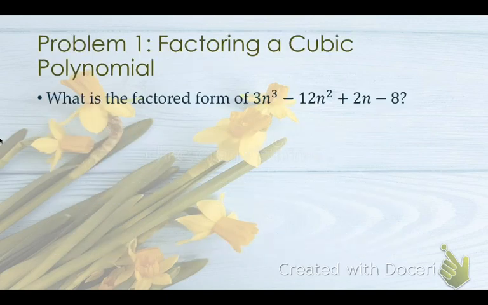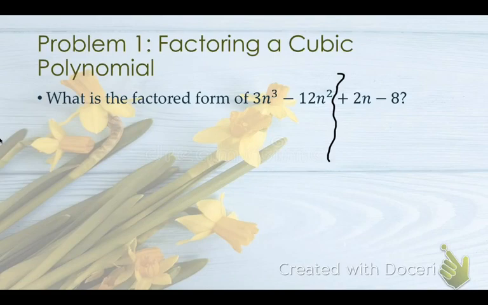As we start here on problem number 1, what is the factored form of 3n cubed minus 12n squared plus 2n minus 8? When I look at this first question, I do already see 4 terms there, so I am going to split it down the middle like we did before. Eventually, we do want to not be drawing that line down the middle, but if it helps us at the beginning, we can use that as a tool.